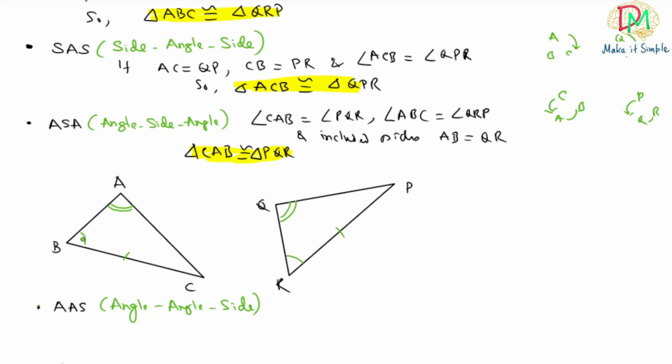So when two angles and the non-included side are equal to the corresponding two angles and non-included side of another triangle, then we can say these two triangles are congruent to each other. So we can write, if angle CAB, again we follow the orientation rule.